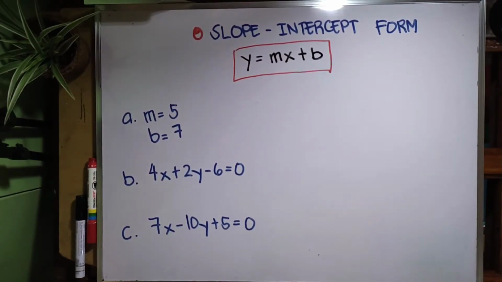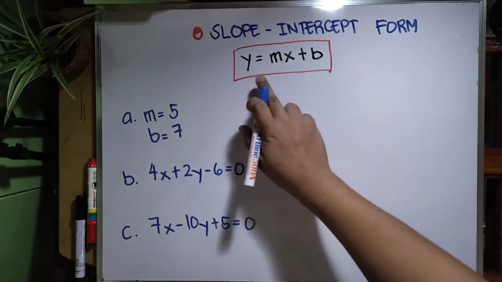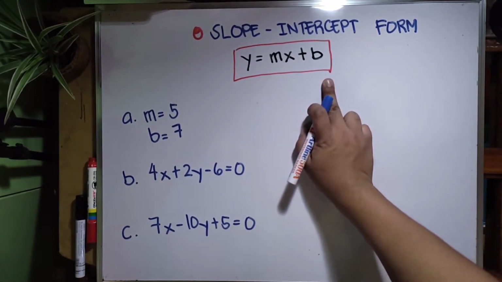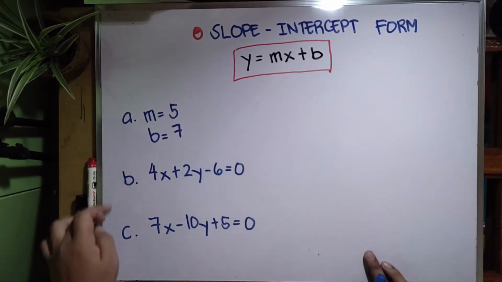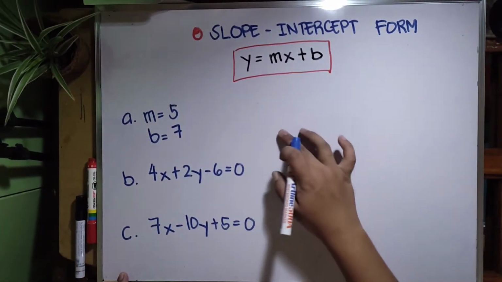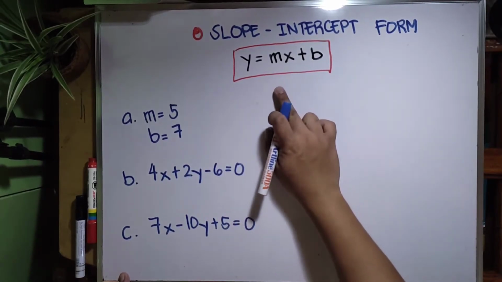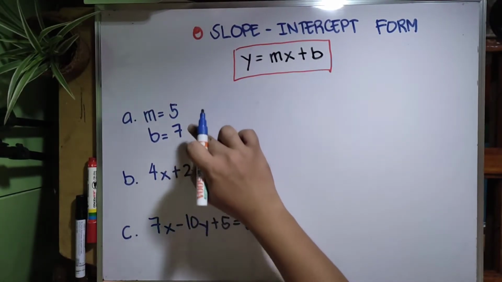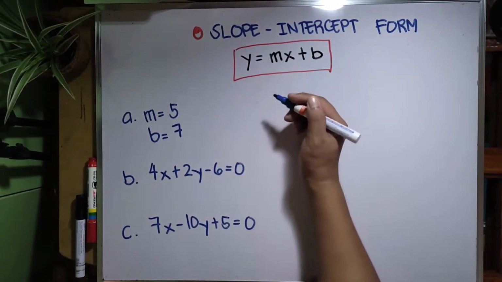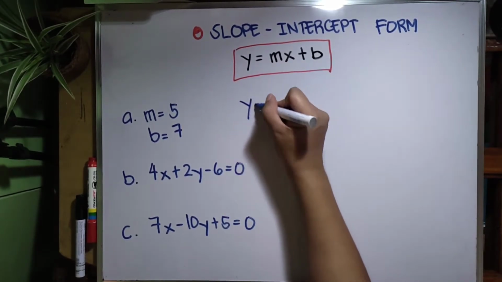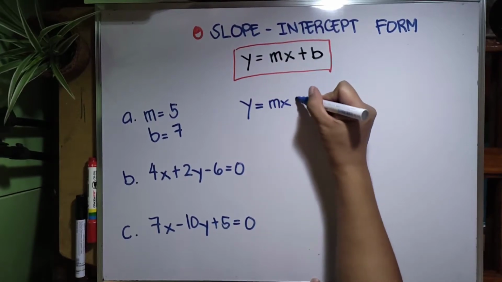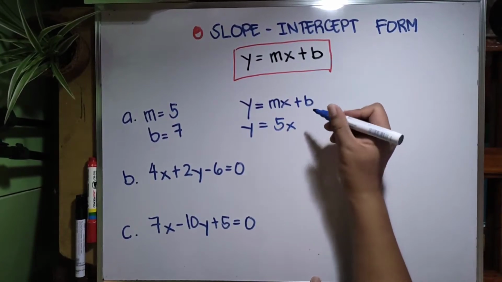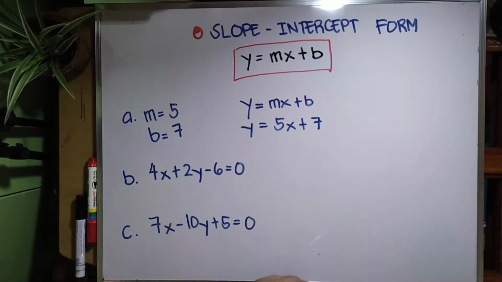Now, let's talk deeper about slope-intercept form, where it is in the form y is equal to mx plus b, where m is the slope, b is the y-intercept. Now, given these parameters, we will try to make an equation out of this. We will make it as a slope-intercept form. So, solution for A, since the slope and the y-intercept are already given, all we have to do is just plug in the values. So y equals mx plus b is just y equals 5x plus 7. Okay, easy as that.